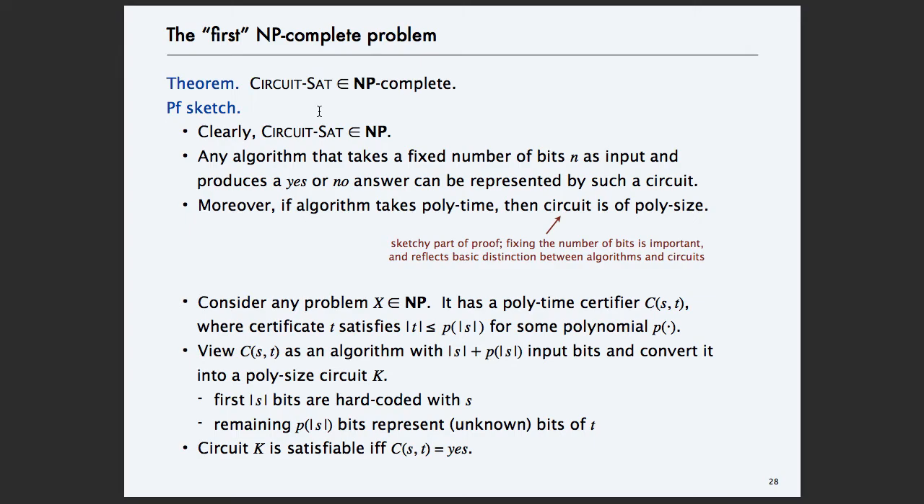We could represent that with a string. Now, any other algorithm, right? We know that circuit type is in NP. Any algorithm that takes a fixed number of bits n as input and produces yes or no can be represented by such a circuit. And the interesting thing is that if the algorithm takes polynomial time, then the circuit is going to be polynomial size.